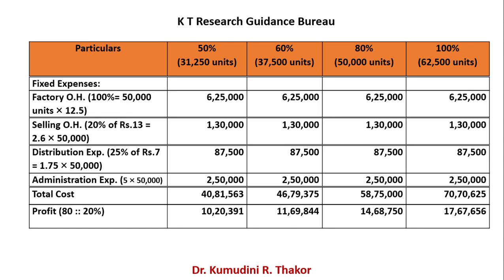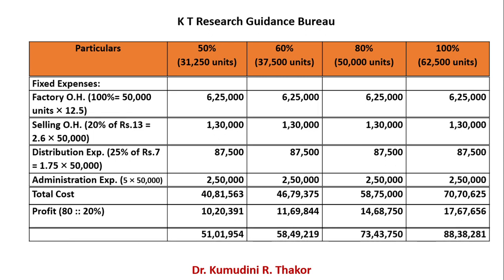10,20,391, 11,69,844, then 14,68,750, and for 100% 17,67,656. Now what you have to find out? You have to find out the per unit selling price. How can we find it out?